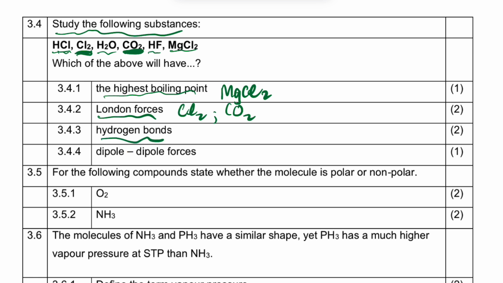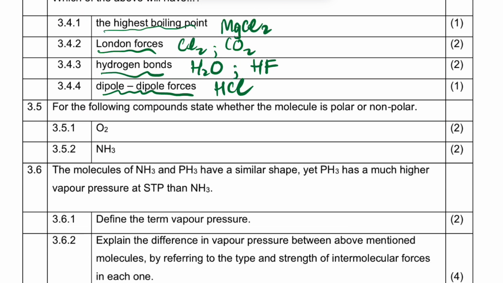The one with the hydrogen bonding has to be the hydrogen fluoride. Remember, the hydrogen bonding has to be the NOF, the one that has a nitrogen, oxygen, and fluoride. So it's going to be water and hydrogen fluoride. The one with the dipole, it's the HCl, right?